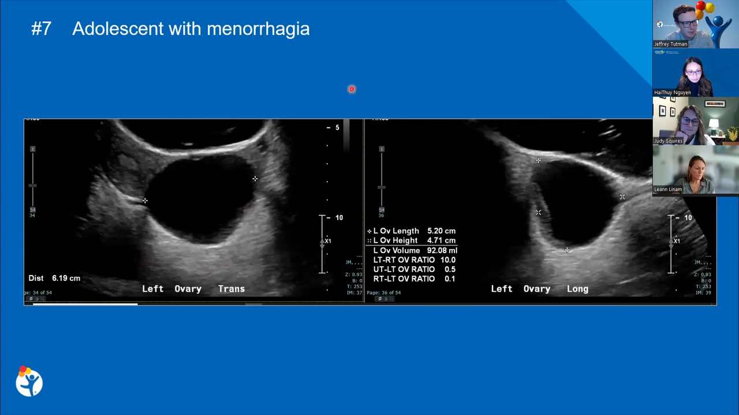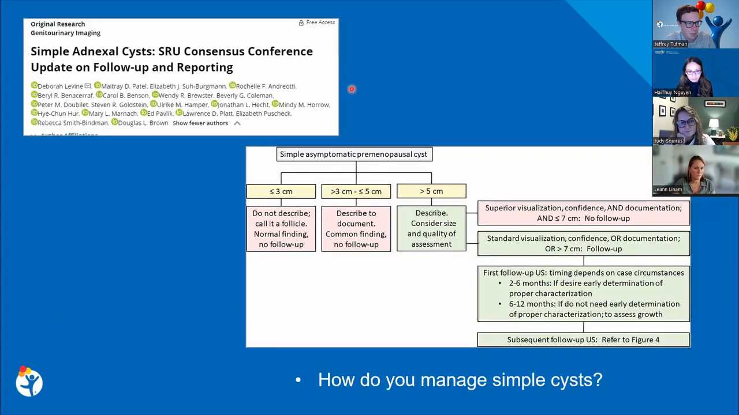I wanted to bring this up to talk about how you manage these cysts. This is the SRU consensus guidelines for adults. Do you follow these for pediatric adolescent patients, or what's your general approach to recommendations for following up incidental ovarian cysts?